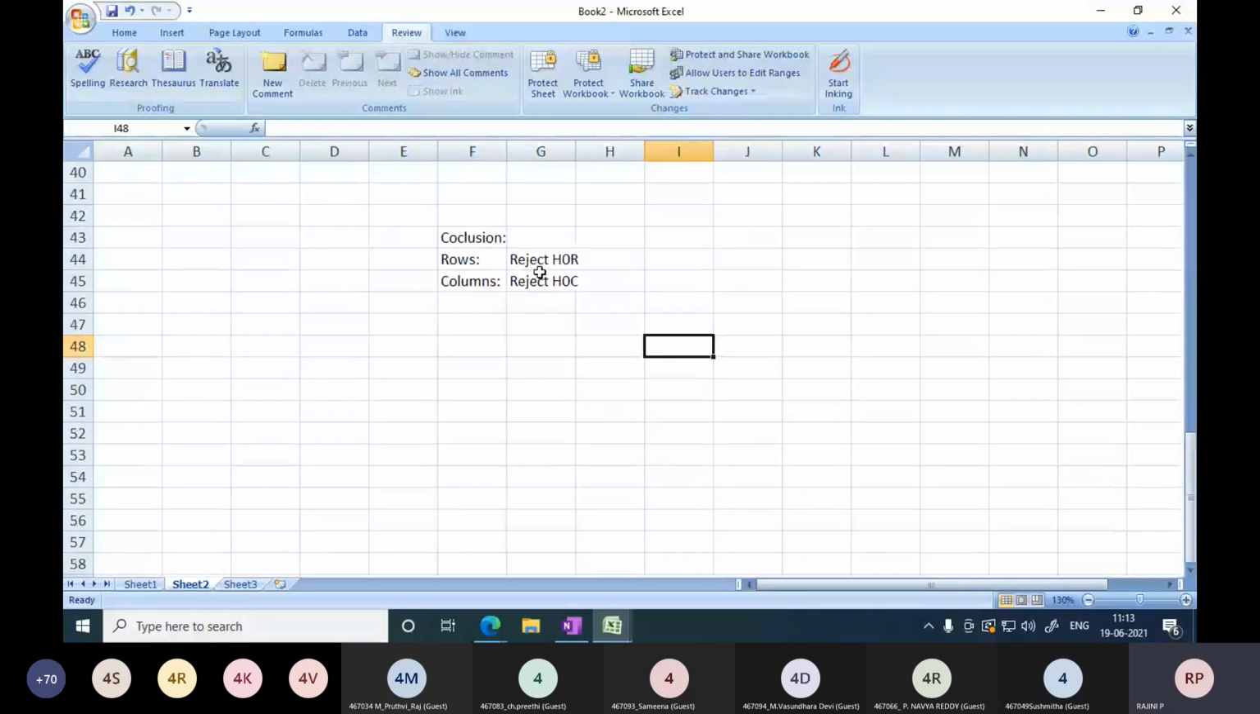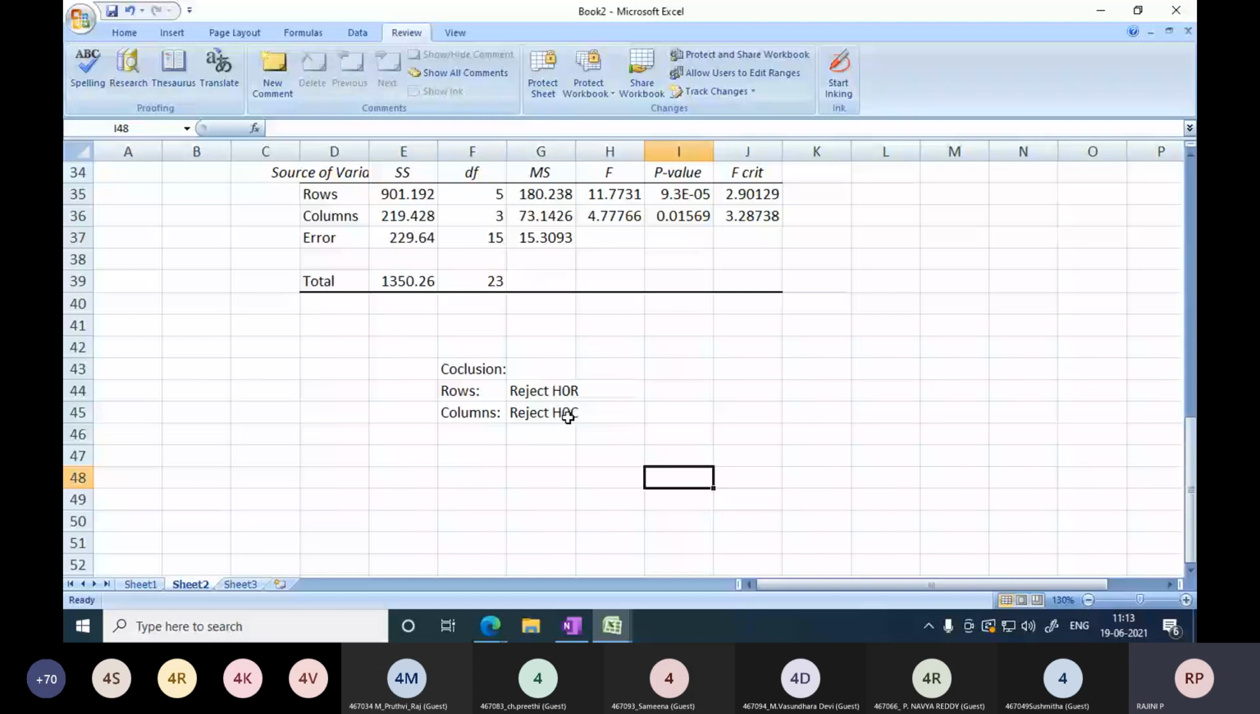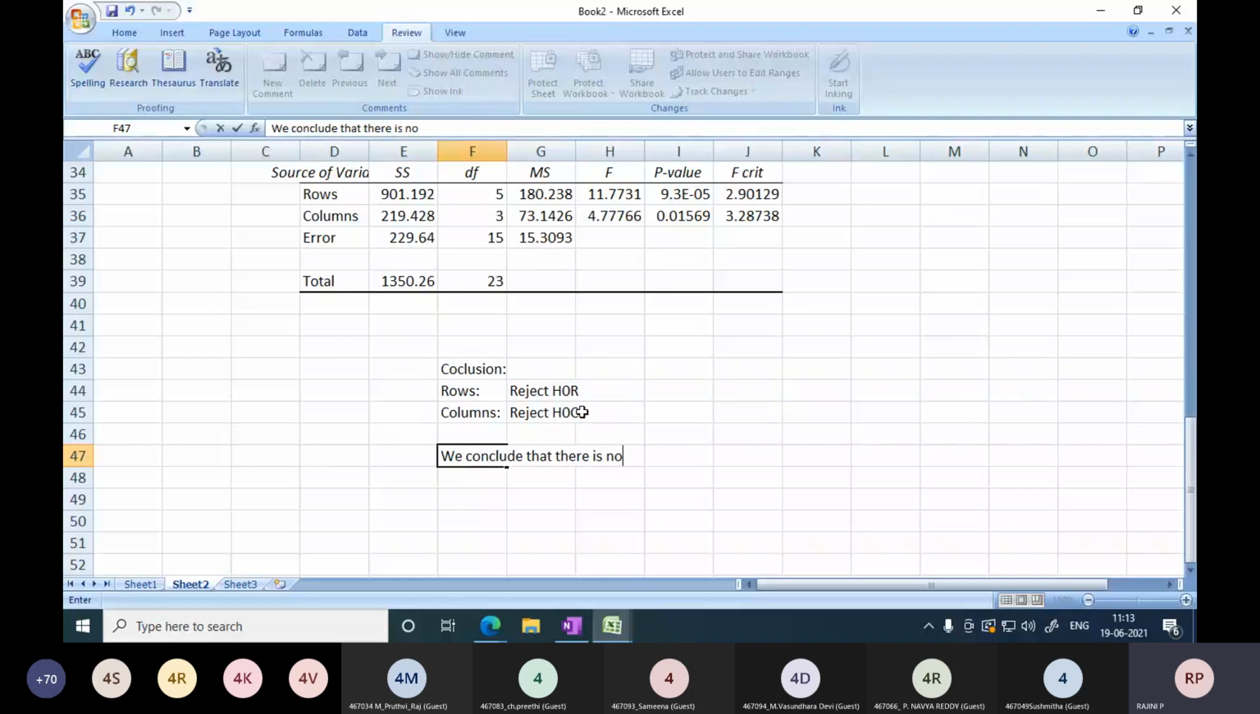So both for rows and columns, we rejected the null hypothesis. Then what is the statement you need to write? Here you need to write the statement also. We conclude that there is a significant difference among treatments and blocks. Very good. There is a significant difference among all treatments and blocks.